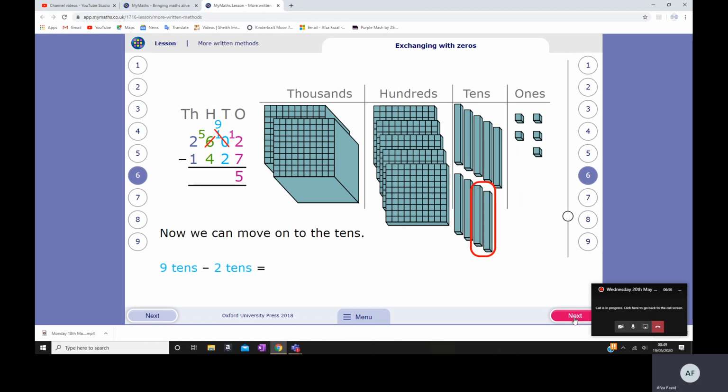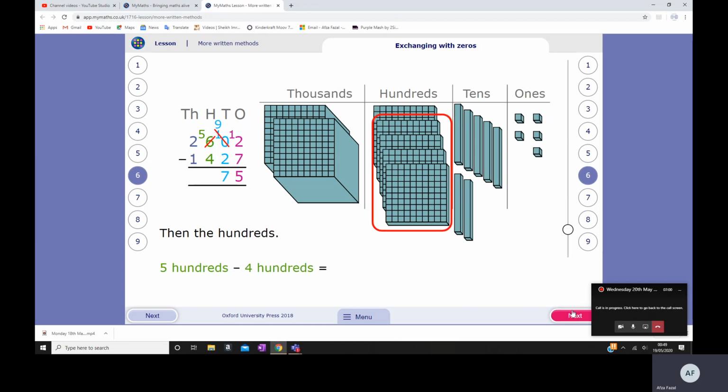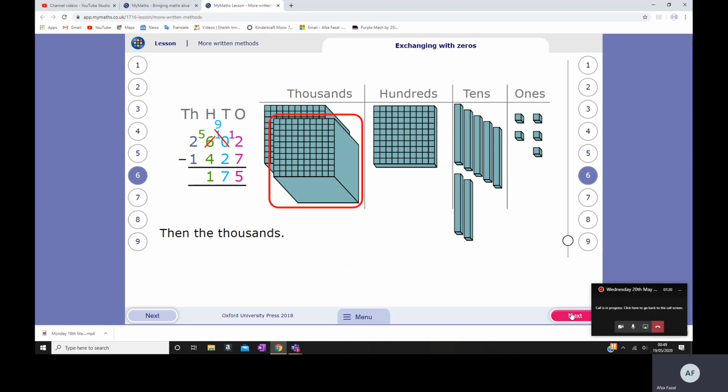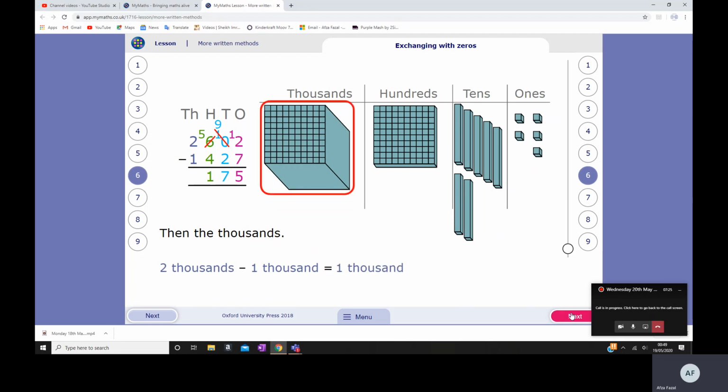Now we can move on to the tens. We've got 9 take away 2, which is 7. Sorry, 9 tens take away 2 tens, 7 tens. We're on the hundreds now. We've got 500s take away 400s, which is 100. Moving on to the thousands, 2,000 minus 1,000 is 1,000.